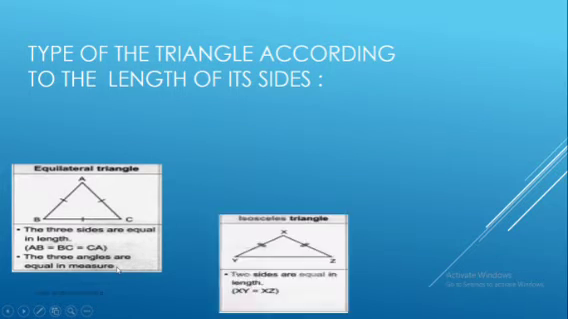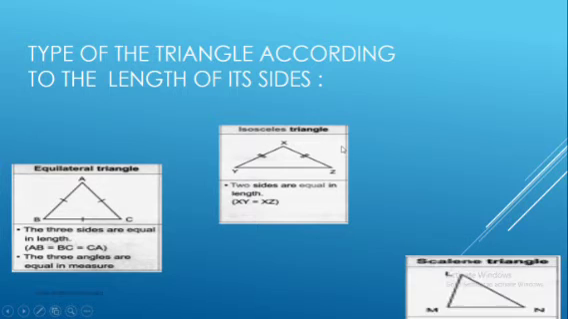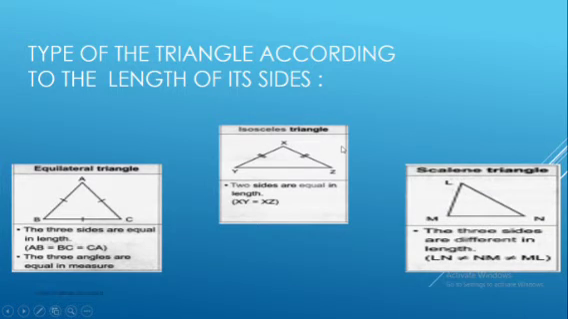The second type, isosceles triangle. 2 sides are equal in length and the third is different. For example, XY equals XZ.